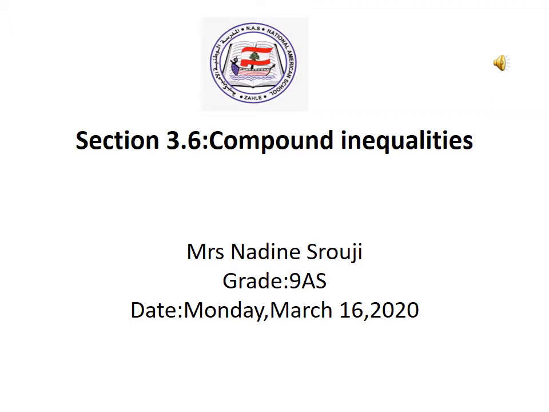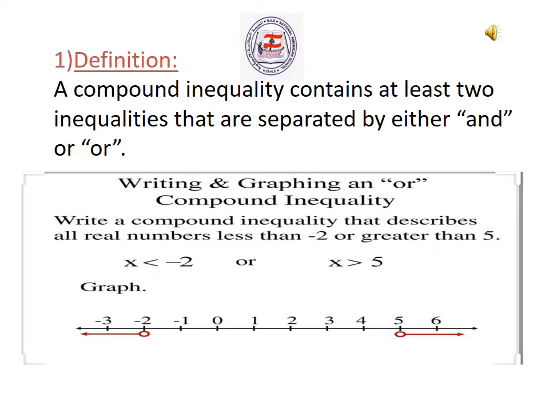I'm going to explain a new section in Chapter 3, Section 3.6, Compound Inequalities. A compound inequality contains at least two inequalities that are separated by either "and" or "or." Write a compound inequality that describes all real numbers less than -2 or greater than 5. So we write x < -2 or x > 5.